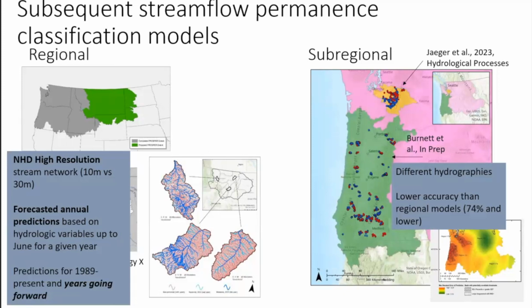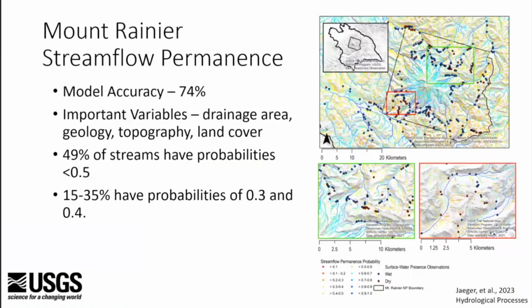And what we're finding is that these sub-regional models have generally a lower accuracy than these larger regional models, which hover around 82%. Mount Rainier is about 74% accuracy, and we're still figuring out what Western Oregon is, but it's also in the 70s. Despite that, I do think these are improvements, and I'll get to that in a second, but I will describe this model a little bit.